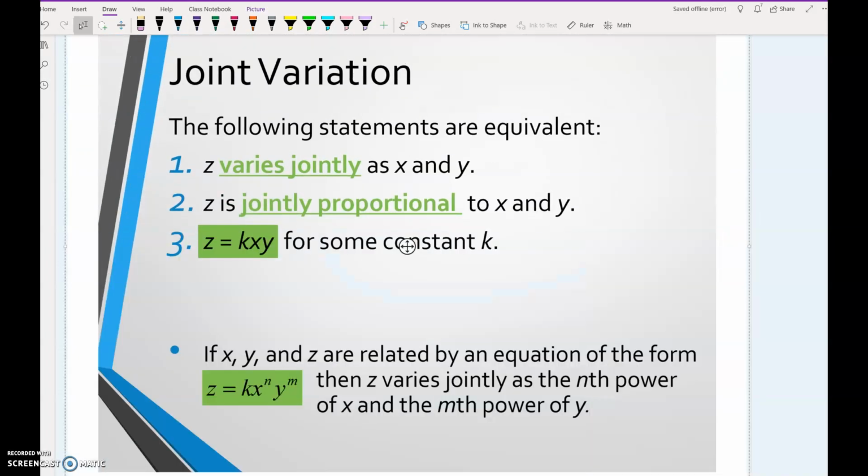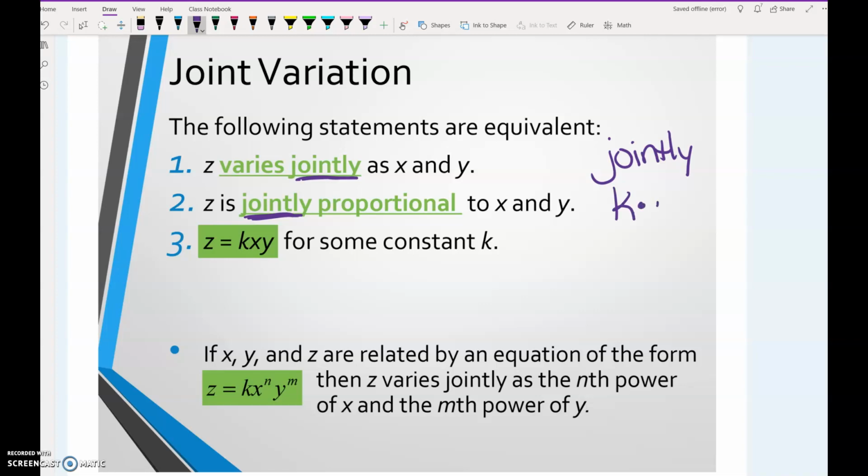There's also joint variation. Z varies jointly as X and Y. Z is jointly proportional to X and Y. Jointly, honestly, is another way of saying directly. It's just there's multiple things that it varies directly with. It varies jointly with those things. So if you see jointly, it's going to mean K times a few things.